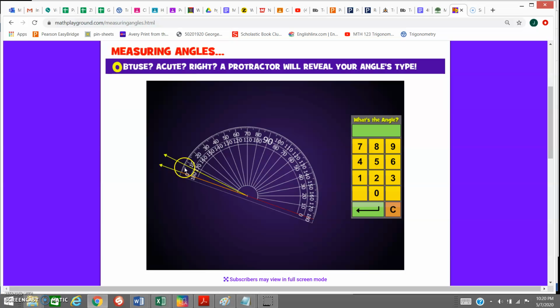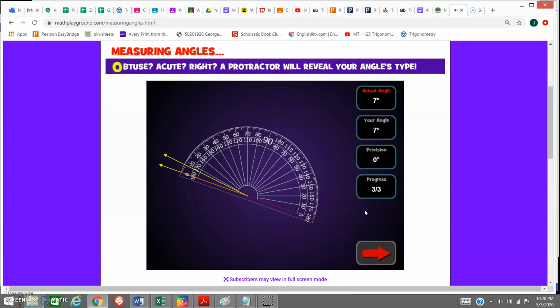I'm going to say that answer, I can't really count it that well. I'm going to say that it's 7. So right here, I go over here, I click 7. Yay, we got it correct. And that's how you use this protractor.